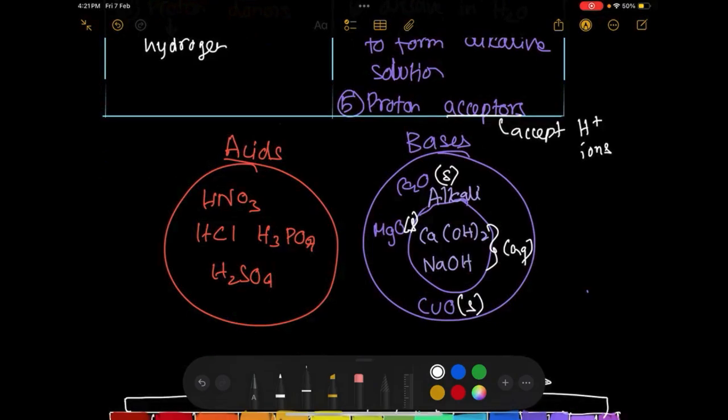You can remember this in the form of sets. So in acids, we have nitric acid, hydrochloric acid, phosphoric acid, and sulfuric acid. Meanwhile, in bases, we have calcium oxide, magnesium oxide, copper oxide. All of these are solid. And inside bases, we have alkali, a subclass, which is calcium hydroxide and sodium hydroxide. And remember, these both are always aqueous.